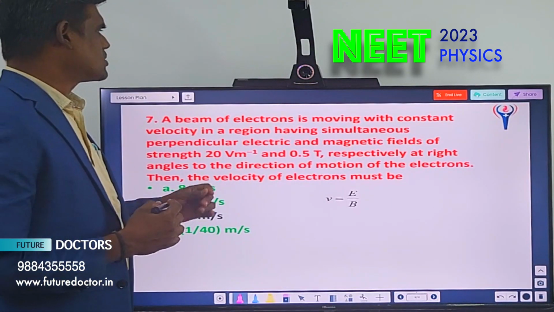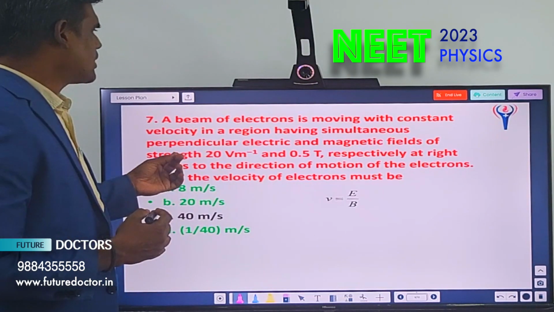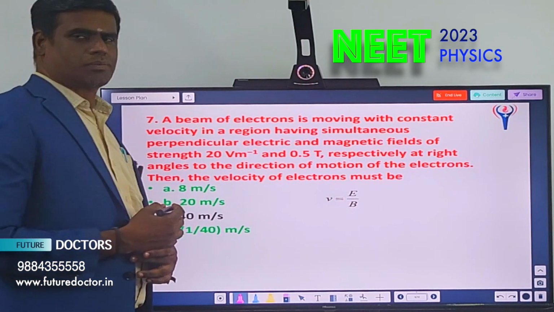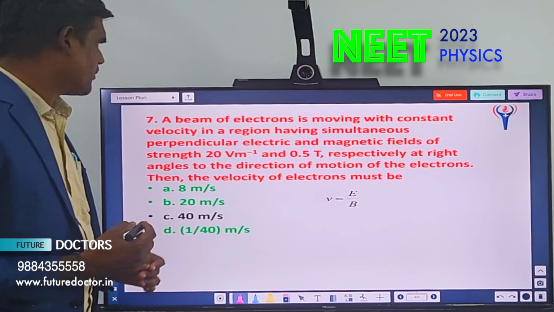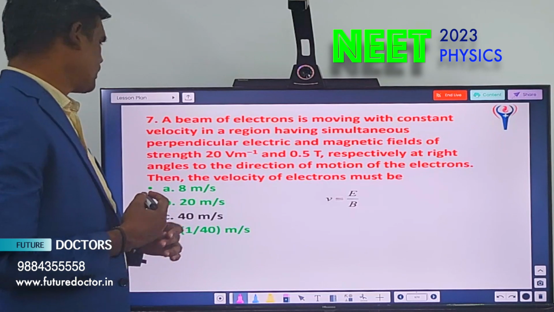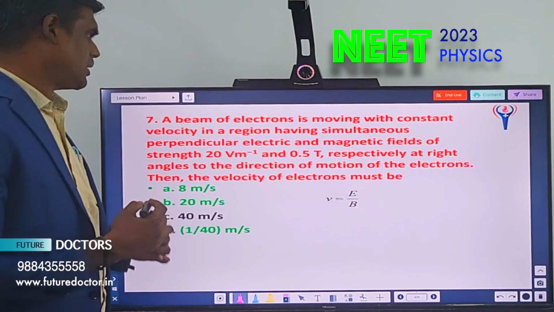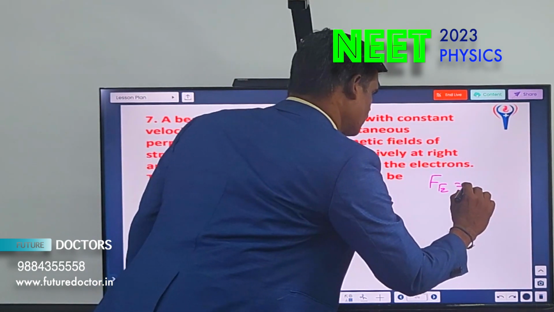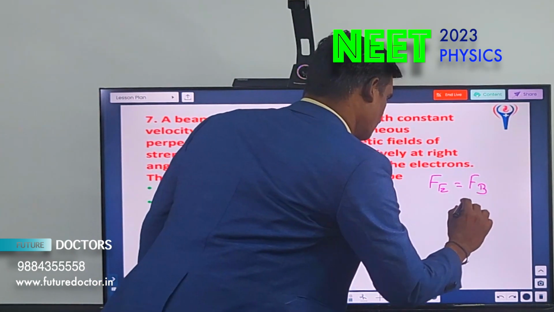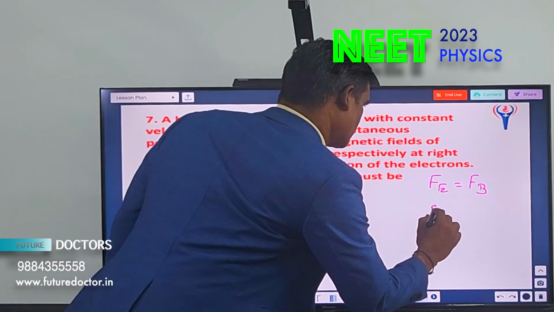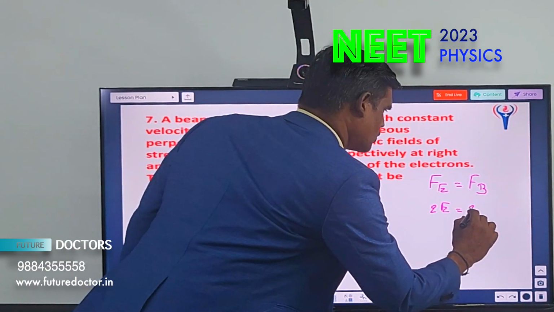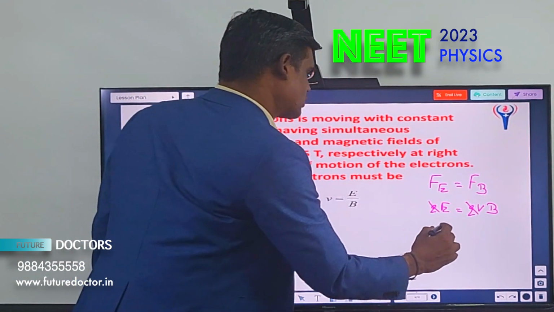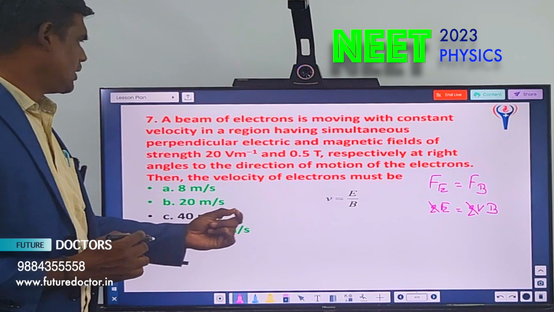A beam of electrons is moving with constant velocity in a region having simultaneous perpendicular electric and magnetic fields of strength 20 volt per meter and 0.5 Tesla at right angle to the direction of motion of electron. Then the velocity of electron must be dash. Formula: force due to electric field equal to force due to magnetic field. Force due to electric field is Q into E. Force due to magnetic field is Q into V cross B. Okay. Q getting cancelled, then V equal to E by B. That is this formula.